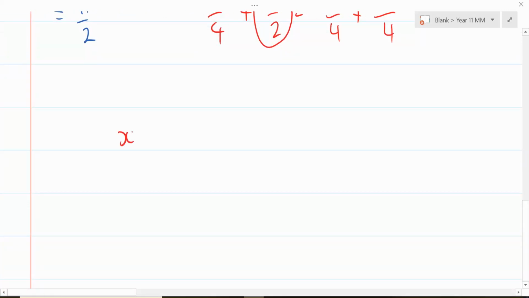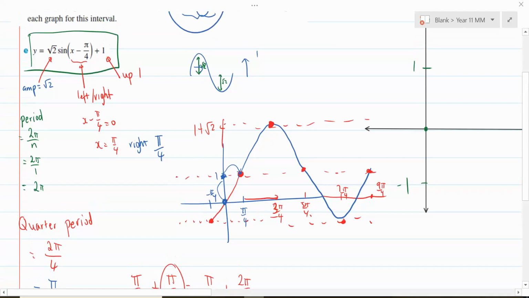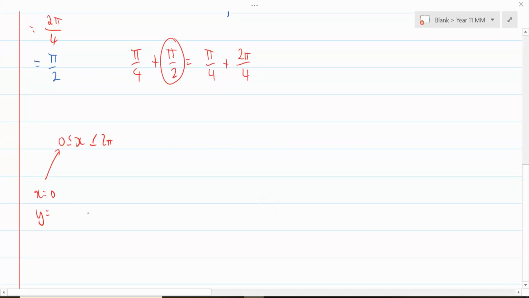So I said I had x between 0 and 2 pi. So let's find the endpoints. Let's find when x equals 0, y equals what. Now the equation was root 2 sine of x minus pi on 4, plus 1. That was the equation. So when x equals 0, you've got root 2 sine of 0 minus pi on 4 plus 1. Let's work that out.